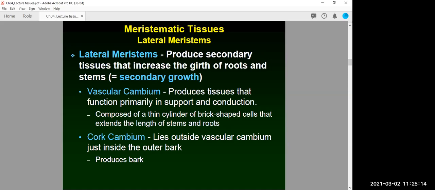The vascular cambium, that'll give rise to the xylem and the phloem. Those are primarily going to function for support and also for conducting the sugars, the nutrients, and the water. And the cork cambium, that's going to give us the bark or the periderm. That's going to be just inside the outer bark or just inside the surface of the stem.